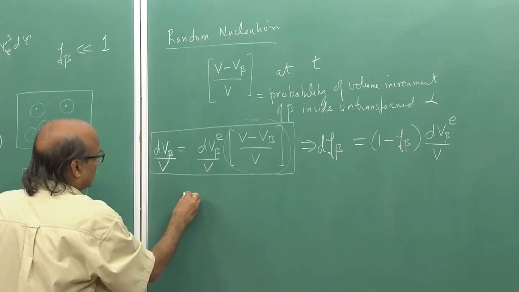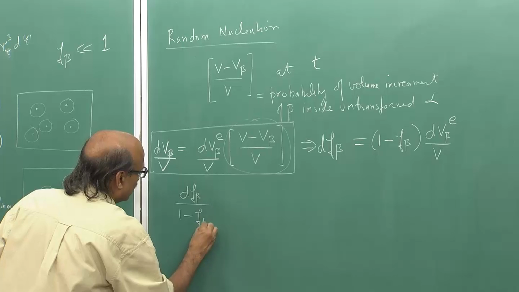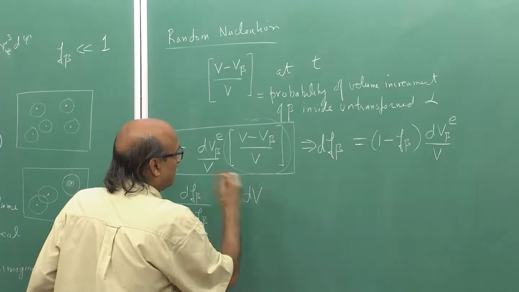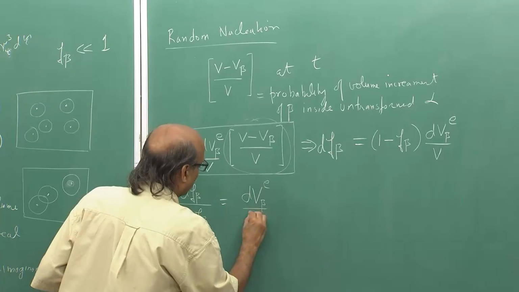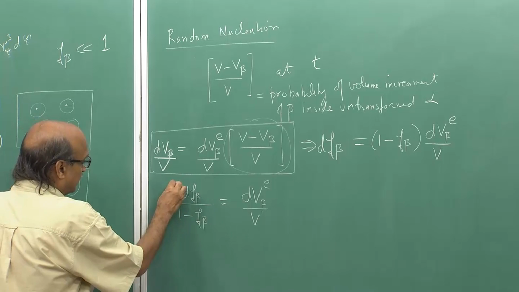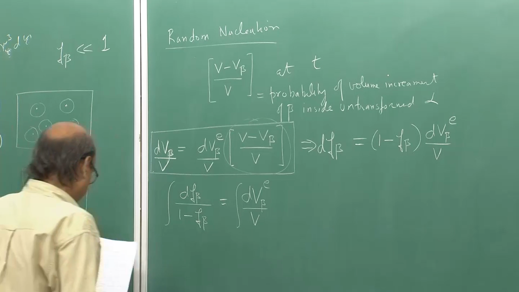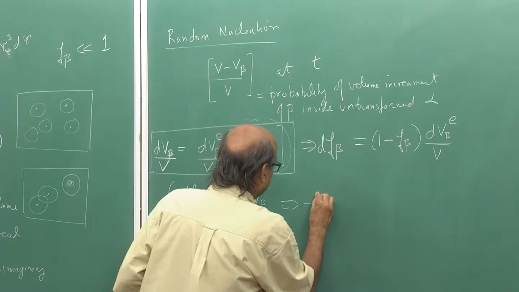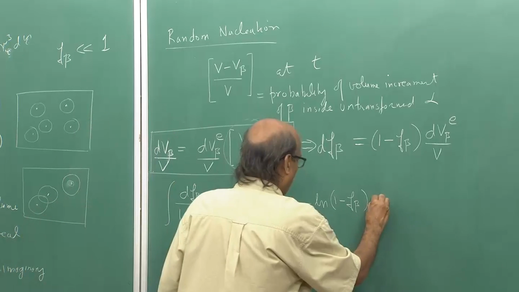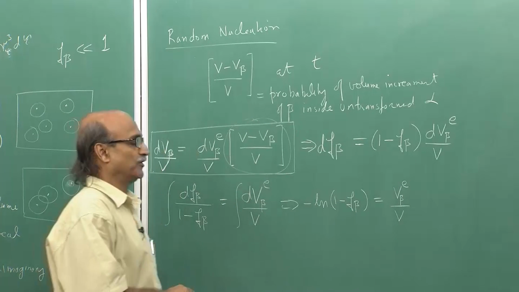So, if I look at this expression, I can write this as df beta upon 1 minus f beta equals dV beta E upon V. If I integrate both sides, I will get minus ln(1 minus f beta) equals V beta extended divided by the total volume of the system.